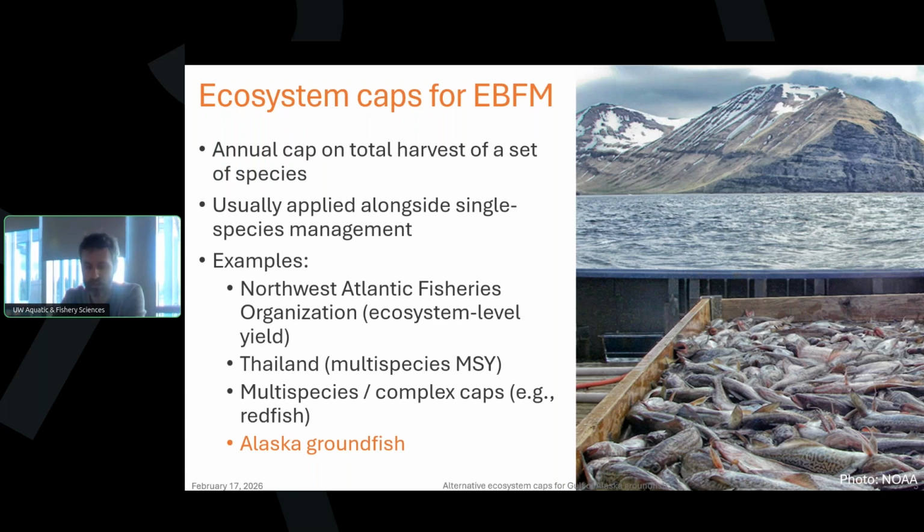In Thailand, some of the multi-species fisheries are managed under a multi-species MSY, in part by virtue of the fact that, for data limitation reasons, it's hard to do assessments the way that some of us talk about assessments, at least in the US.